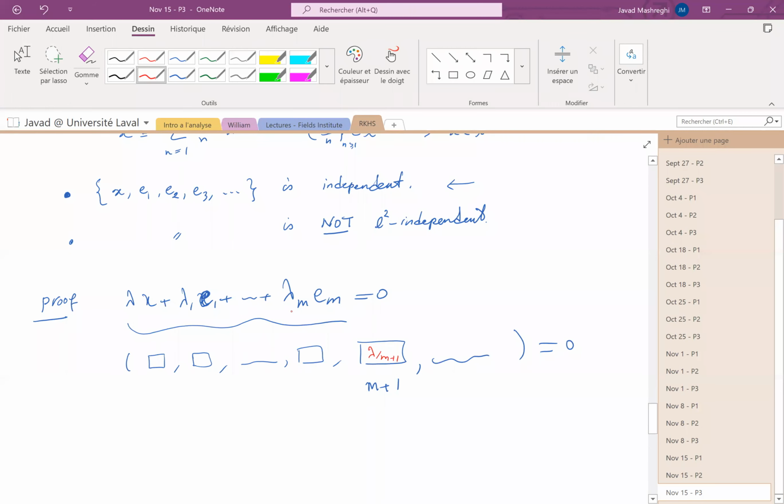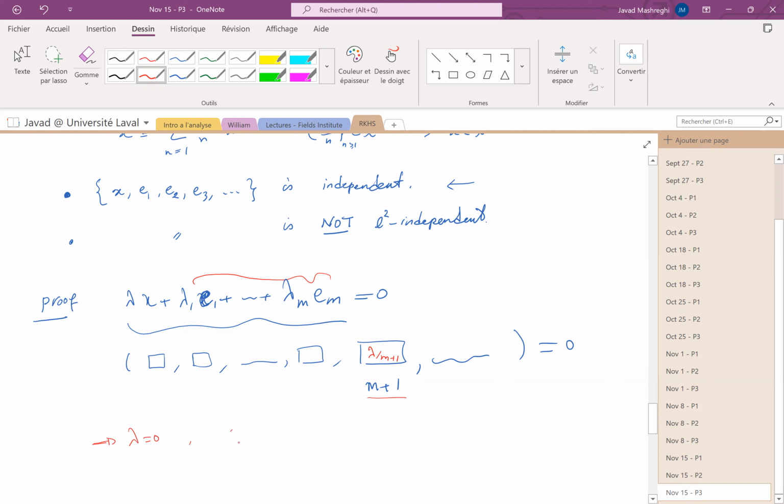Because for E1 up to Em, the first component is equal to 1, the rest 0, and the same for E2 up to Em. So all the components here from m plus 1 up to infinity for all of these are equal to 0. So the only thing which remains is lambda times x, which gives us lambda over m plus 1 for this position. And being equal to 0 implies that lambda equals 0.